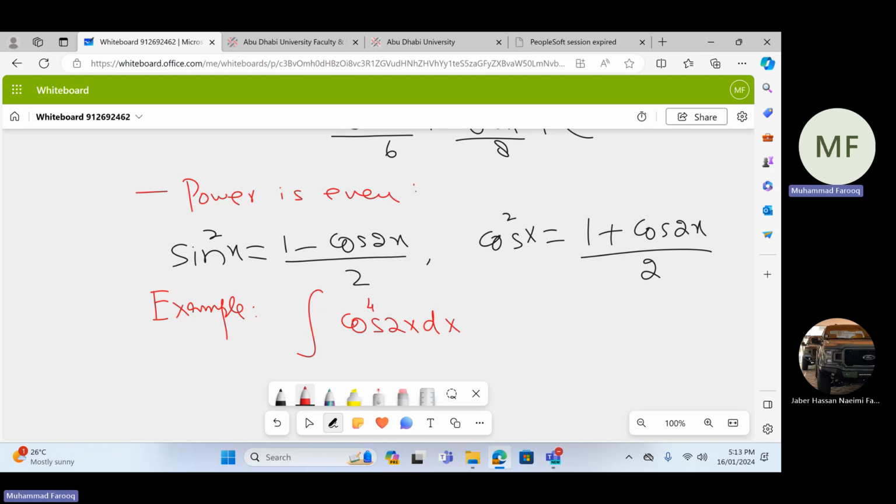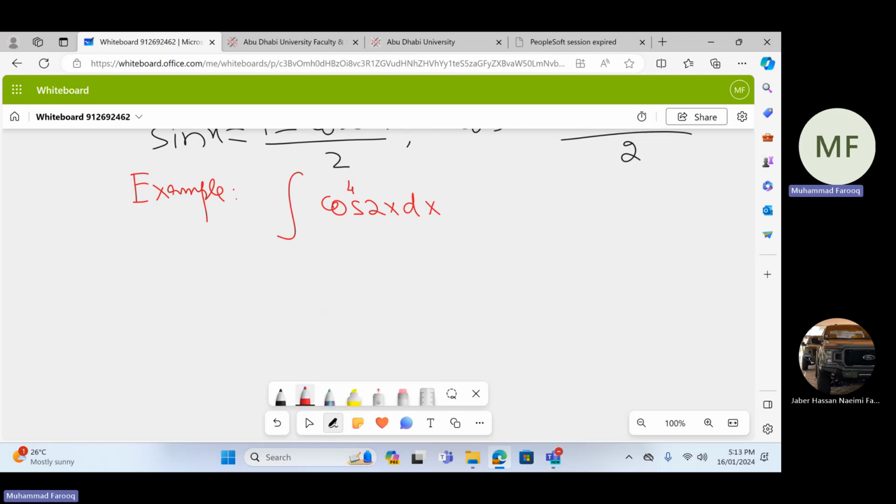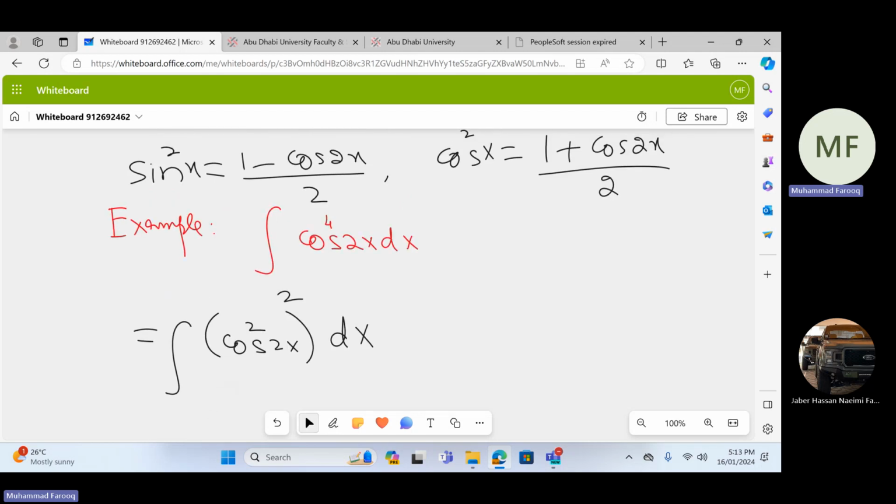Now, is this an even case or odd case? Even. So the identity is provided to you. This is the cosine squared case, so you write 4 as square of square. So this is basically the integral of cosine squared 2x, squared, dx. Because it is an even case and our identity is in square, we break the 4 into square and square. Is that clear now?